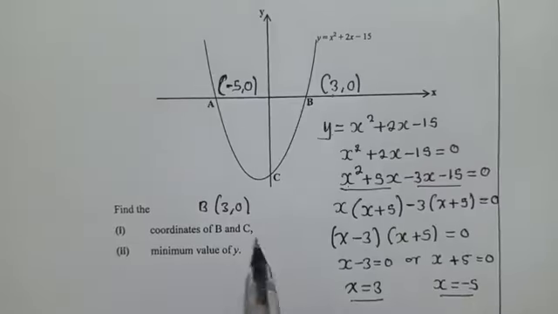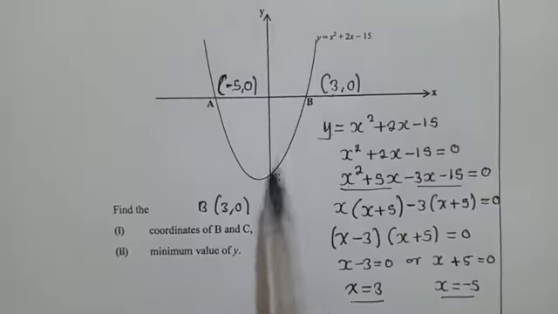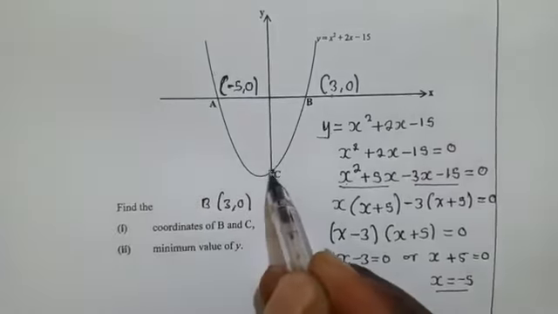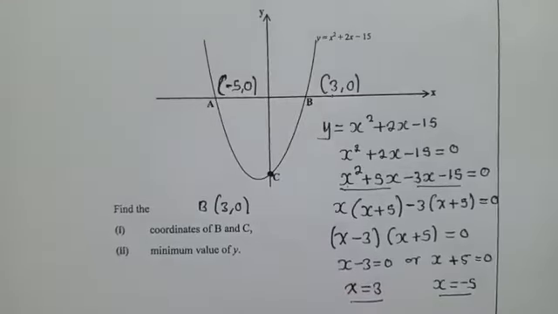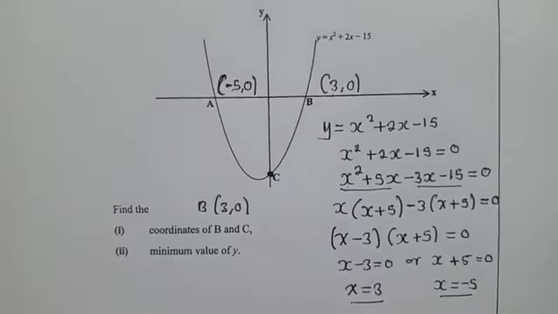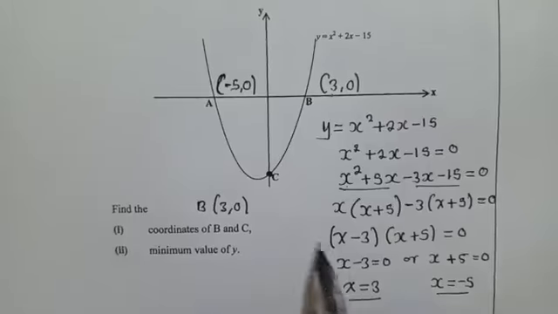What about C? So for C, you can see it's right here. It's over here. So this is the y-intercept. So at the y-intercept, x will always be 0.